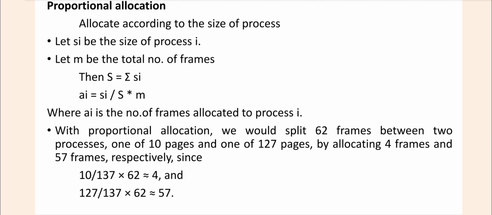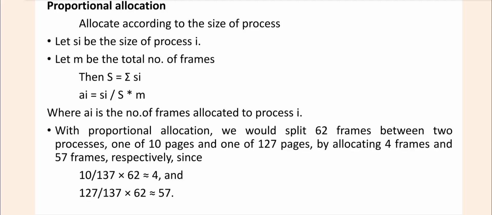Si is nothing but the size of the process. So the size of the process divided by total memory requirement, into total frames. M represents the total number of frames. So now we are going to calculate. For process P1, size of the process divided by total memory requirement into total frames. For process P2, what is the formula? The same formula: the size of the process divided by total memory requirement into total frames.